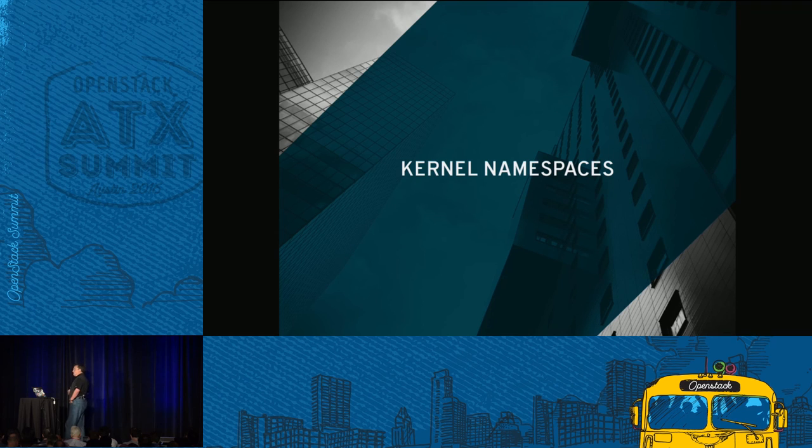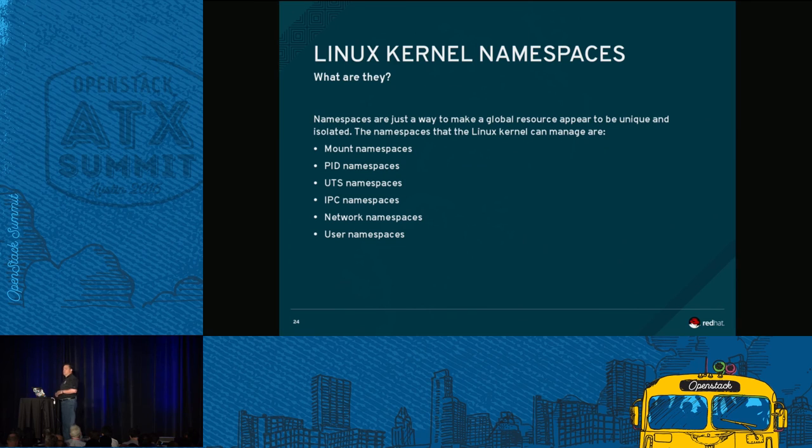So let's talk about kernel namespaces. I've had a lot of conversations with folks where you have the stock conversation about how we secure it, and you talk about kernel namespaces, mount namespaces, PID namespaces and user namespaces, and you get a blank nod, and people are like, yes, but what does that mean? So we'll talk about that and I'll show you some examples of what these mean. Namespaces are just a way to make a global resource appear to be unique and isolated. The namespaces that the Linux kernel manages are mount namespaces, PID namespaces, UTS, IPC, network, and user namespaces.